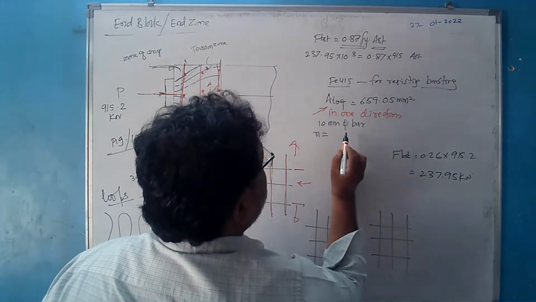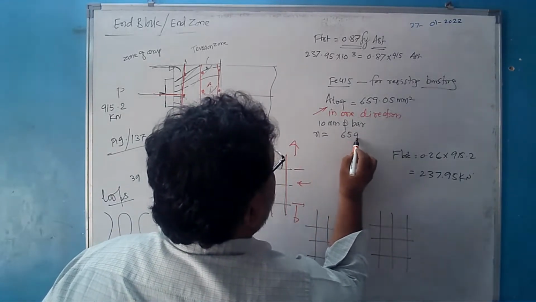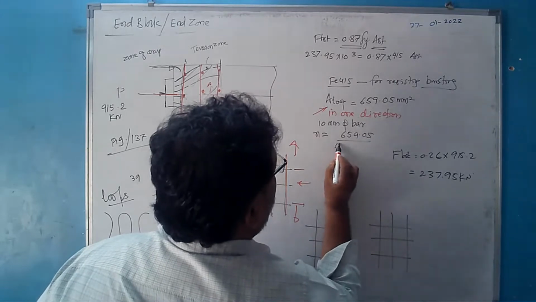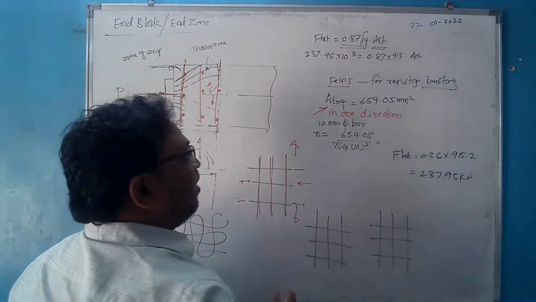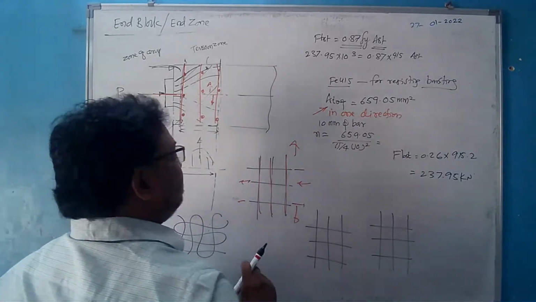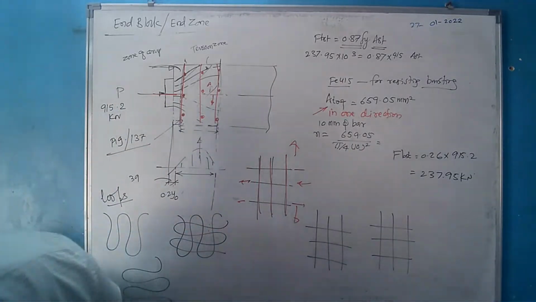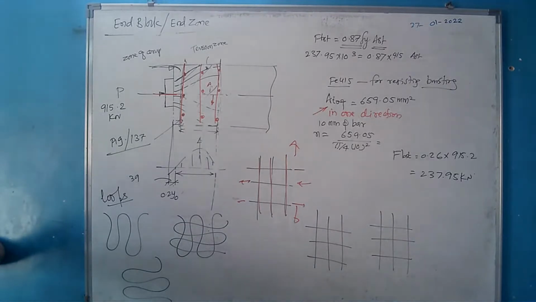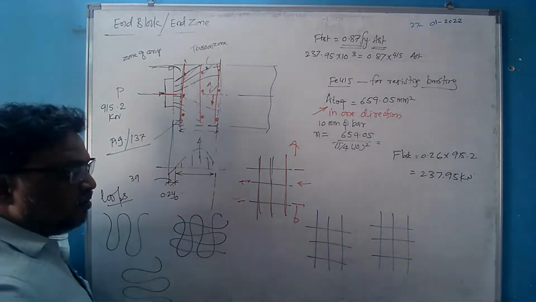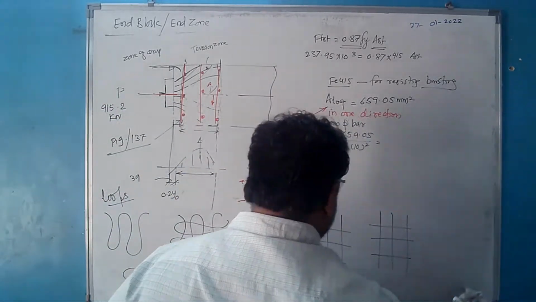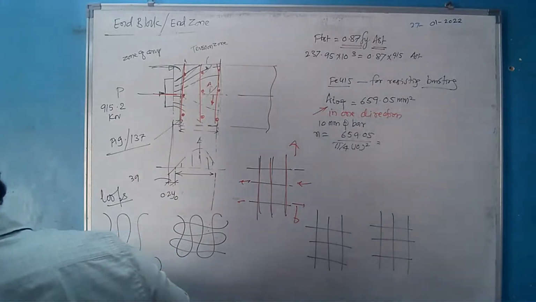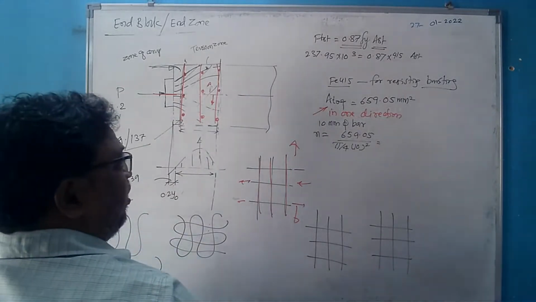Area of one bar, the 659.05 divided by the area of one bar, pi by 4 into 10 square. I get the number of bars required. कितने लगेंगे number of bars? Suppose I assume 10 mm as the diameter of bar. What about the number of reinforcement bars required so as to resist the bursting in one direction?